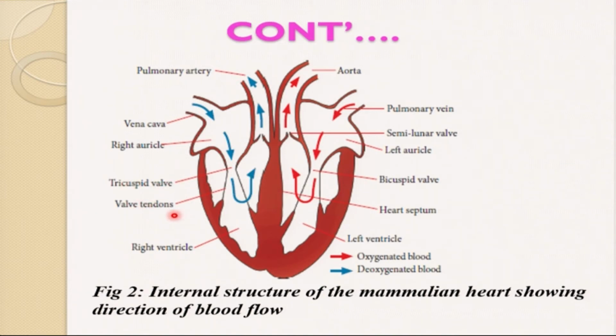We have the tendons, the cords that are like muscle. These normally support the heart. We have the right ventricle. On the left side, we have the aorta, which carries blood away from the heart to different parts of the body. We have the pulmonary vein, which brings blood from the lungs back to the heart. And we have the semilunar valves, which prevent the backflow of blood from the aortic artery back to the left ventricle. We have the heart septum, and I talked about how the septum prevents the mixing of the blood of the right side and that of the left side of the heart.